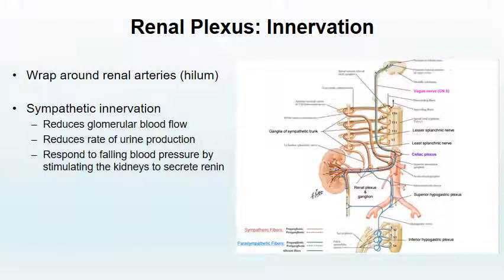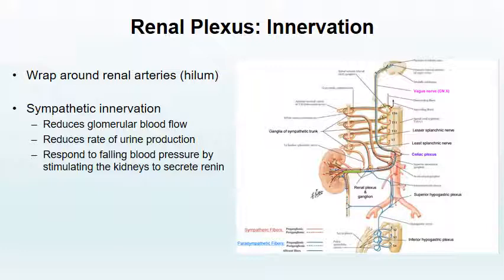Just very quickly, also associated with the kidney, we do have innervation. So we have nerves that come from both the sympathetic and the parasympathetic nervous system. We're not going to get too deep into this, but they do wrap around the renal artery and they do enter the kidney at that hilus area.